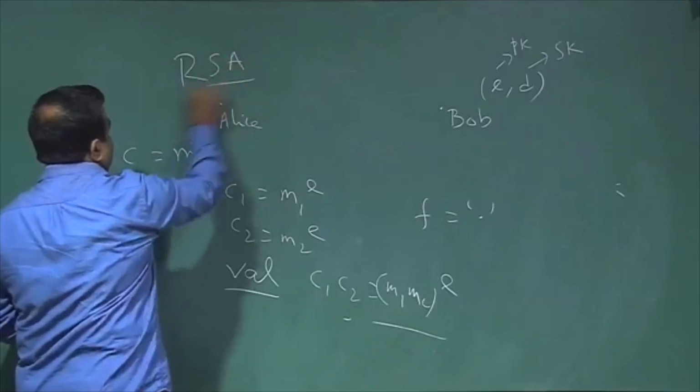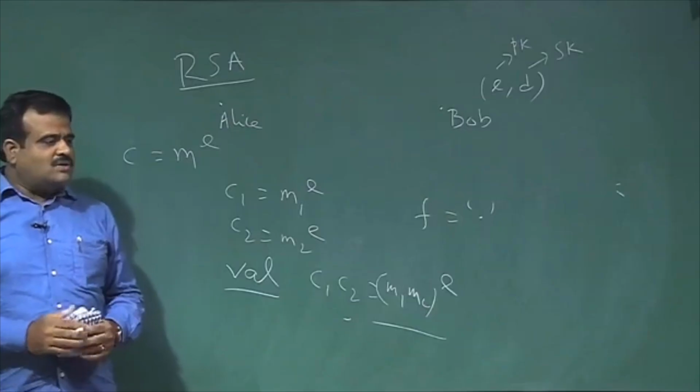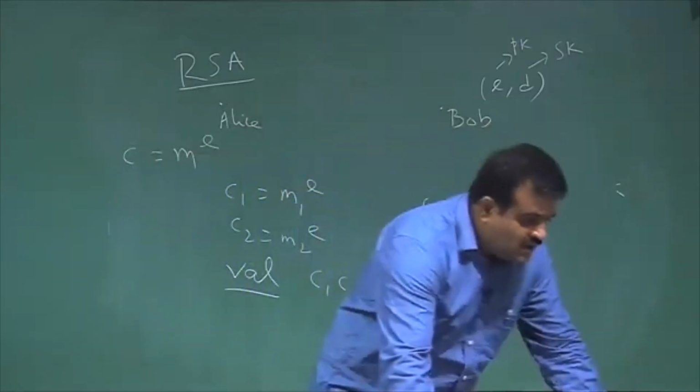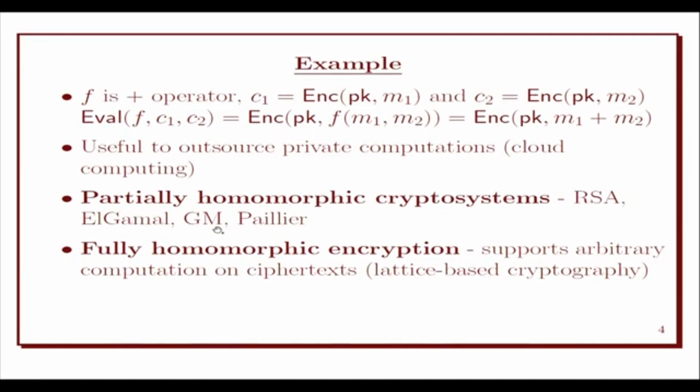But RSA cannot be applied for plus. If F is plus, then RSA cannot be applied. That is why RSA, ElGamal and the Paillier cryptosystem are partially homomorphic. That means they can support only one of the operations, like dot or plus. So, they cannot support any general circuit. If you have a combination of arbitrary circuits, like a combination of plus, dot, and so on, that is called fully homomorphic encryption, which supports any general circuit instead of just dot or plus.